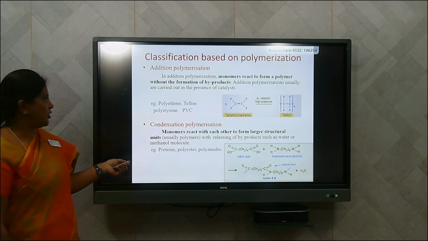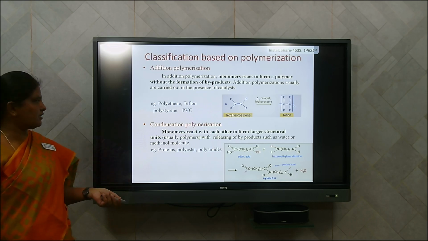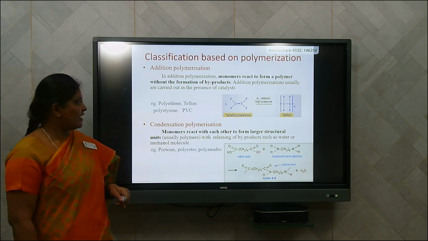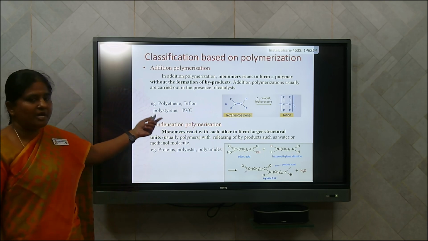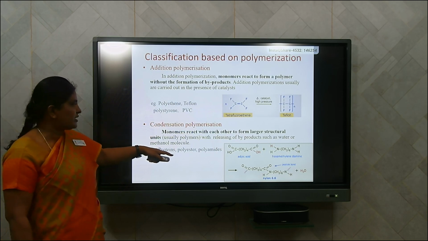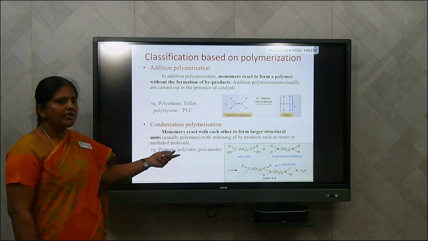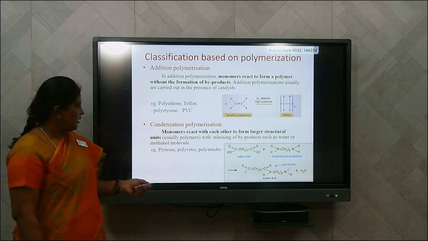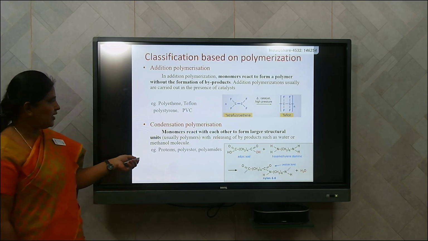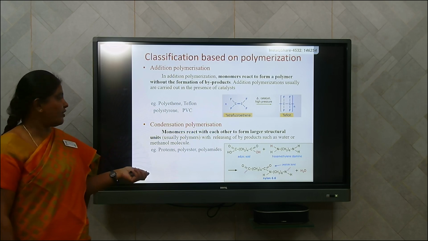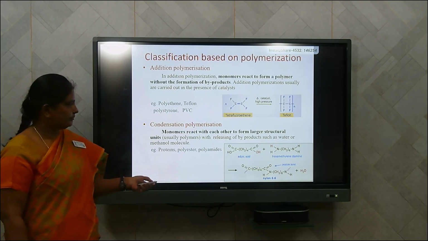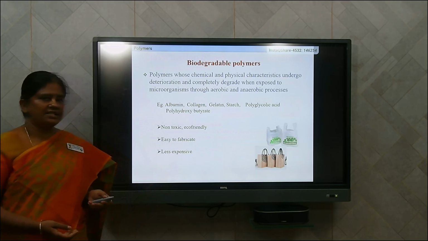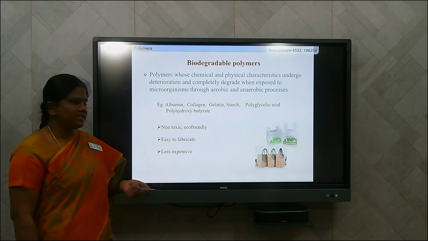Next, condensation polymerization. Here the monomers react with each other to form large structural units with the release of byproducts. Whereas in addition polymerization, there are no byproducts, in condensation polymerization byproducts are removed. What are the byproducts here? Water, methanol, etc. For example, proteins, polyesters, polyamides are examples of condensation polymerization. As of now, we have discussed classification based on source, based on polymerization, and based on monomer.